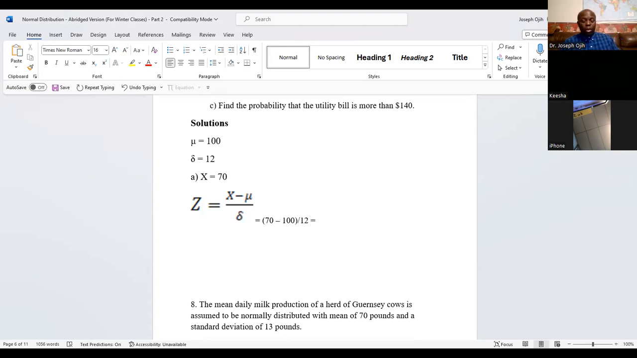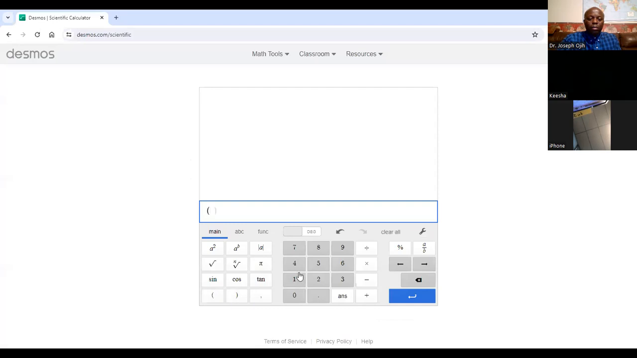So I'm going to write this on paper so I can get the result from our calculator. I got C equals 70 minus 100 divided by 12. So let's put it on the calculator: 70 minus 100, divided by 12.